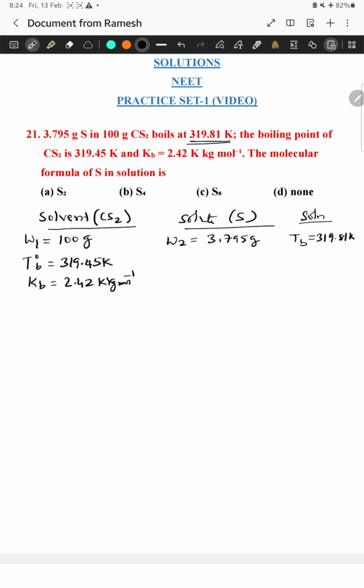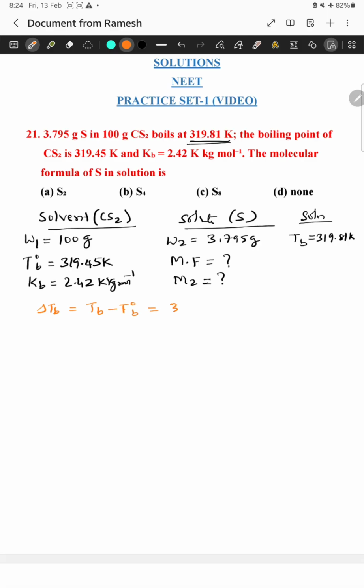What are they asking? The molecular formula of sulfur. So you have to find out the molecular formula of sulfur. To know the molecular formula, we have to find out the molecular mass. So first we are going to find M2, the molecular mass of solute. With the help of that we will find the molecular formula. So first we will calculate delta TB, that is the elevation in boiling point.